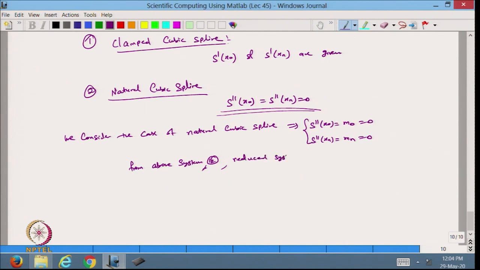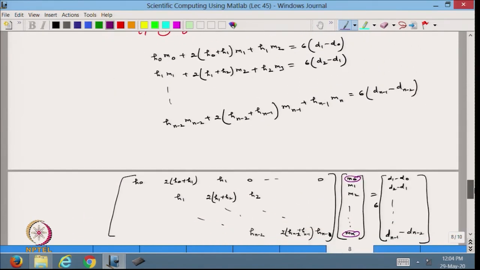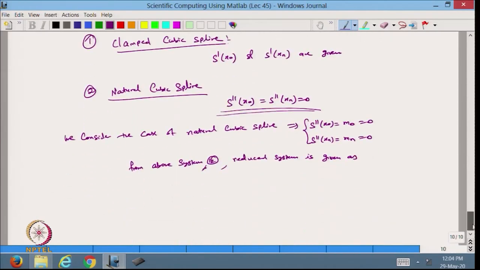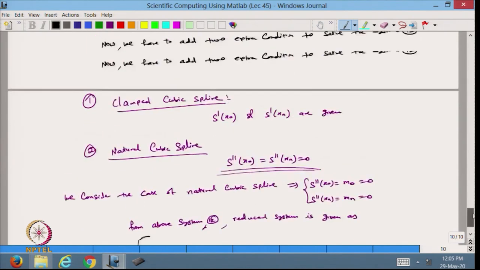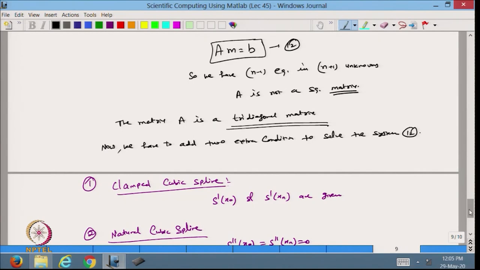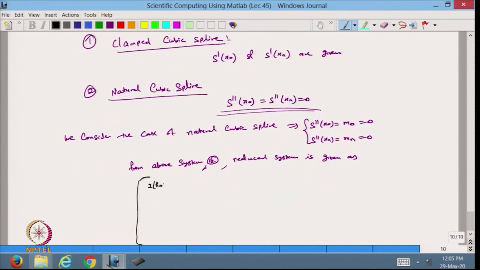The reduced system is given as. So, now we have reduced the system. So, if you see from here, I will get, the first one will start from 2H0, H0 plus H1, and I can write it as starting from M1, M2 up to Mn minus 1.